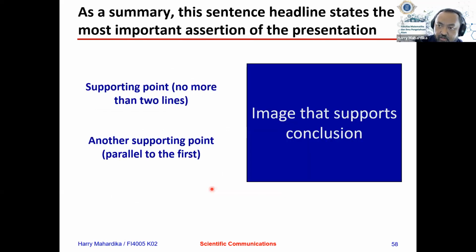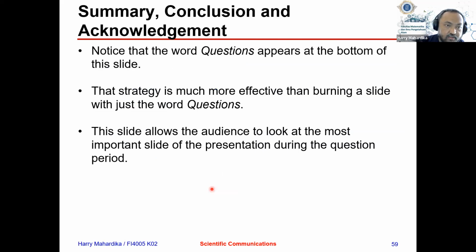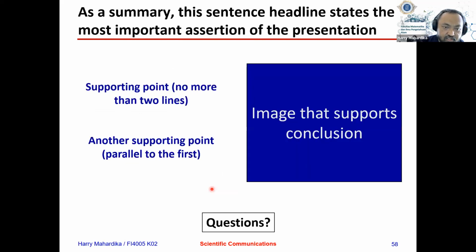Here is the way to make a concluding slide. For summary, conclusion, and acknowledgement, notice that the word questions appears at the bottom of the slide to mark the transition from the end of your presentation to the Q&A session. In a 15-minute presentation, we're going to have that Q&A session in the last part. However, putting this question mark in a text box is not compulsory. It depends on yourself when you are designing this slide.